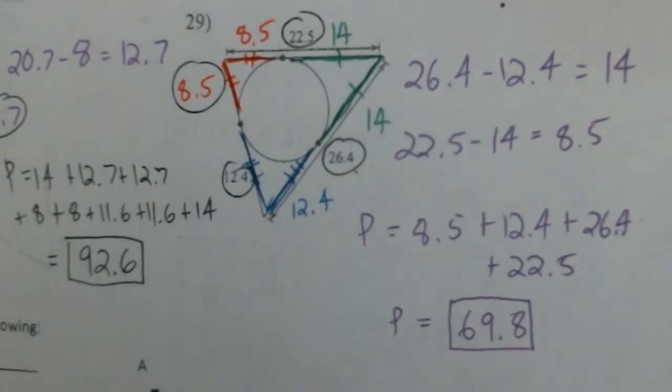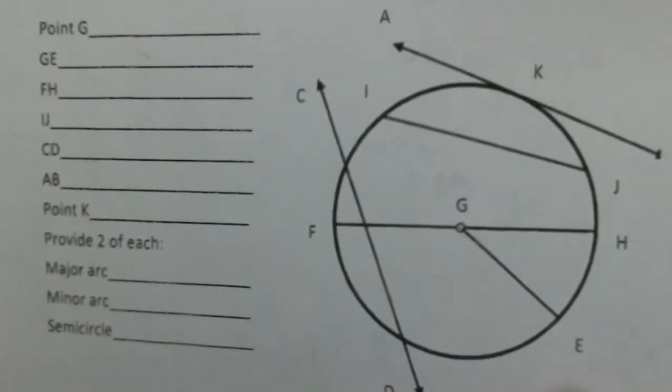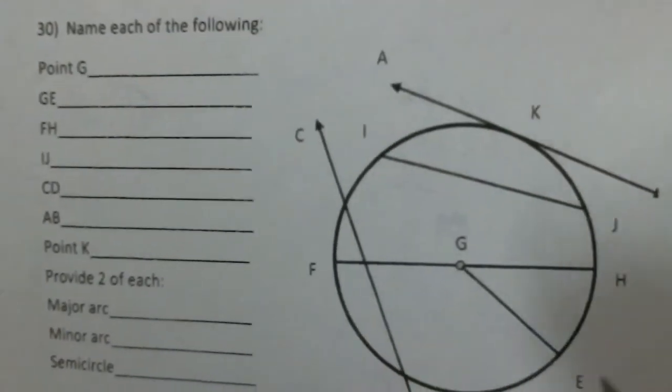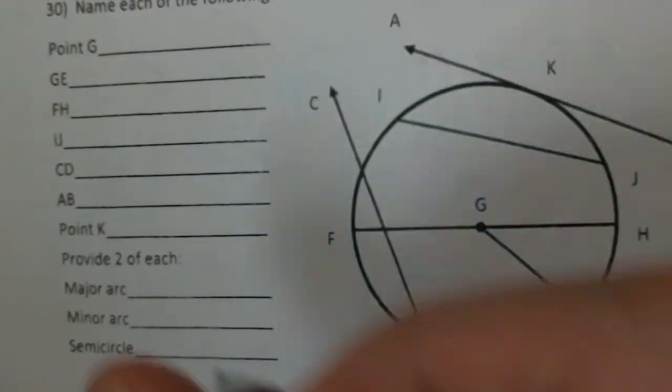Okay, last thing is just vocabulary, guys. You've got to know what each of these lines are called. Okay, point G. That's a tough one. Center. This is all from day one in the packet.